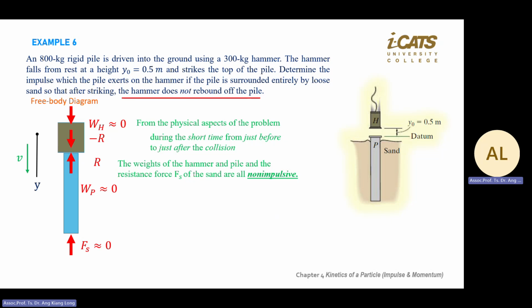Okay, so you just put a note here. The hammer and pile and the resistance force of the sand are non-impulsive. Impulsive means you hit and then it bounces back. Impulse means you hit and then something happens. So impulsive force R is internal, so it can be cancelled, because it does not bounce back. The whole thing does not go in another direction and so on.